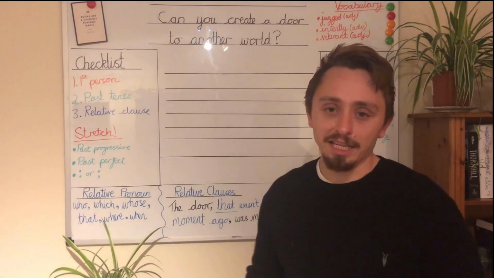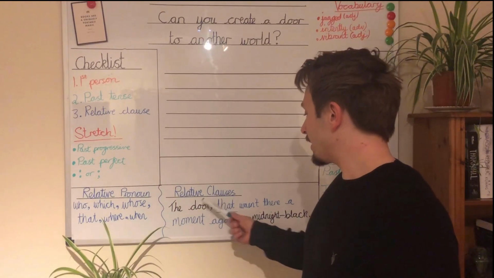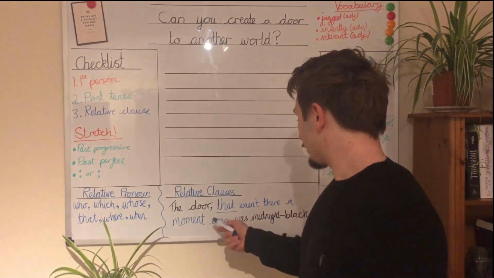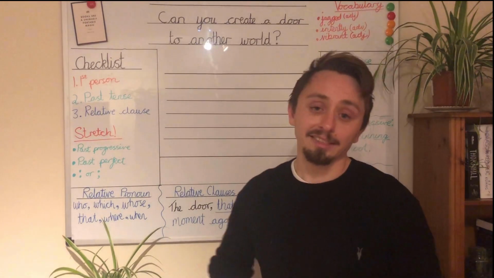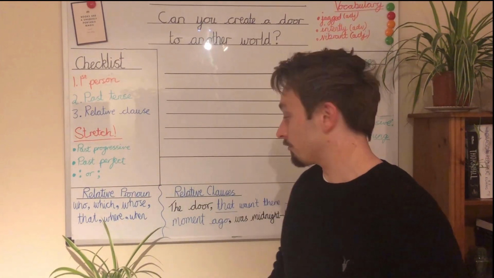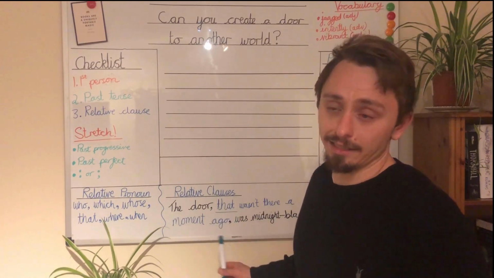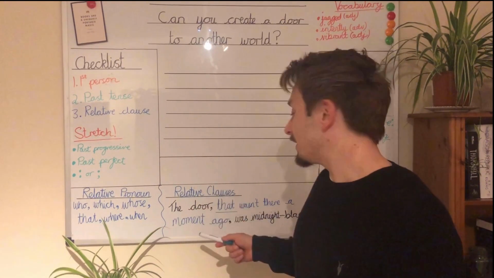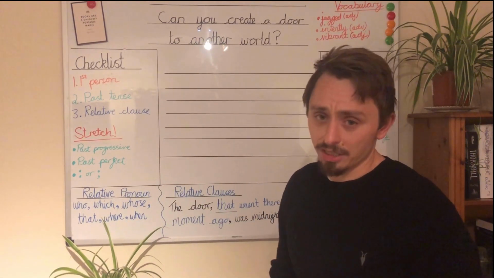So the door was midnight black is my main clause. Then to add my relative clause, that refers to the door because it's an object. So the door that wasn't there a moment ago was midnight black. It's adding extra information to this. Remember, a relative clause doesn't have to go in the middle of a sentence, it could go at the end. Now, with my relative clause in the middle of the sentence, I've used punctuation marks, commas this time, to separate it from the main clause.